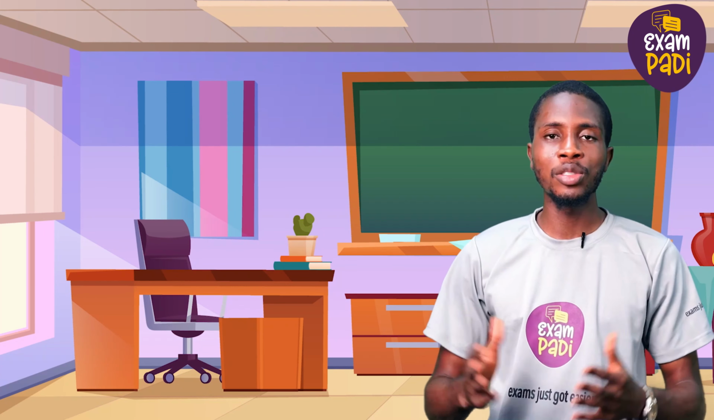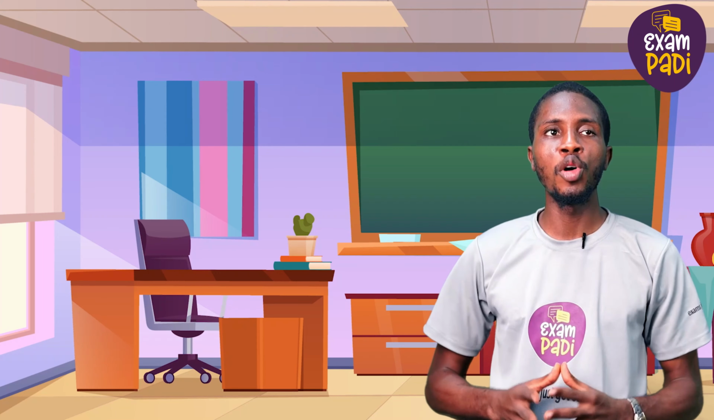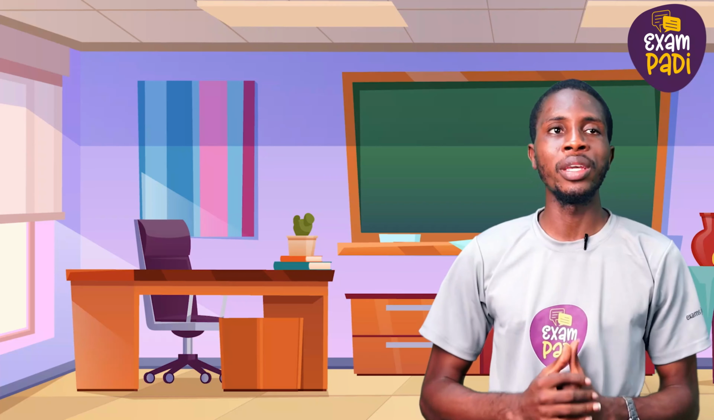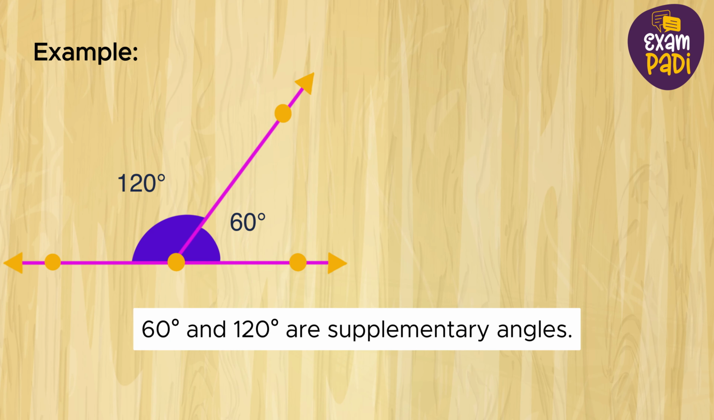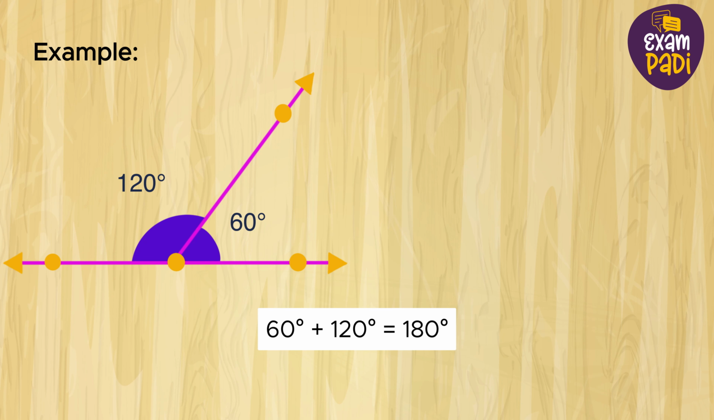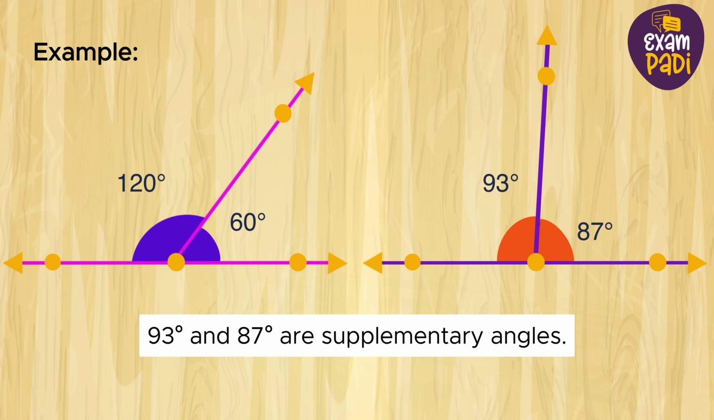They don't have to be next to each other, just so long as the total is 180 degrees. Examples: 60 degrees and 120 degrees are supplementary angles, in as much as if you add 60 plus 120, it gives 180 degrees. 93 degrees and 87 degrees are supplementary angles.